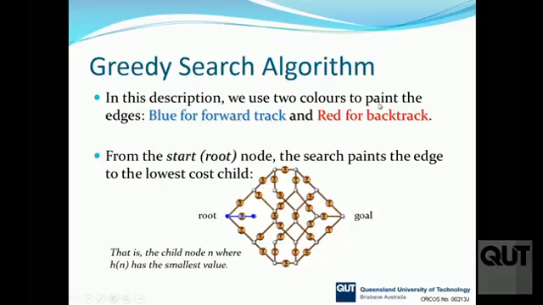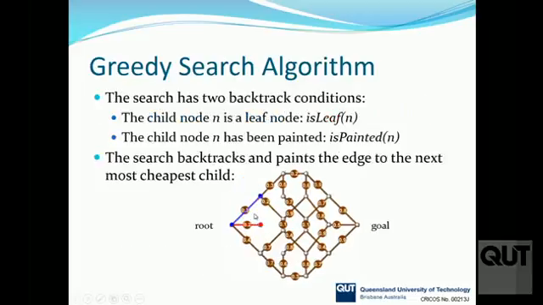I'm going to use two colours in this explanation. I'm going to use blue for forward track and red for any backtracking. So basically from the start root node, the search paints the edge to the lowest cost child. That's this one here. What we notice here now is that we've come to a dead end. We can't actually go any further in our search, so we actually have to do a backtrack. So now I paint it red because we've backtracked, and it chooses then the next cheapest node, the node with the next cheapest edge, which is an edge of 0.3.